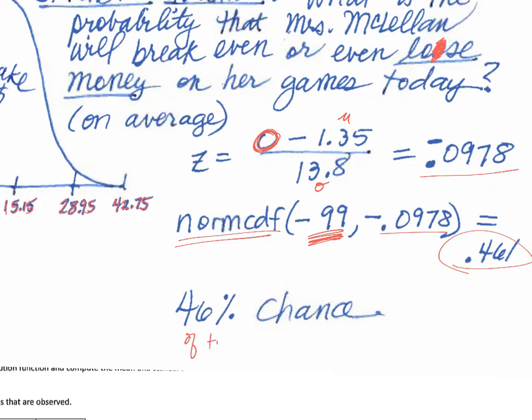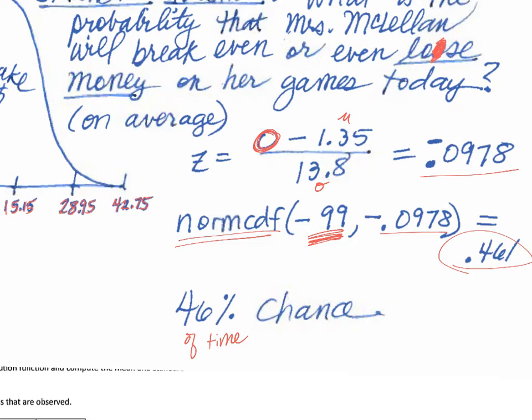46% of the time, you know what happens? By the end of the day, I am averaging a loss per person. 46% of the time, I'm averaging a loss. Well, that's a bit scary. Don't you think that's kind of scary? I'm thinking, holy cow, that seems like a lot. 46% of the time, I'm going to be losing money.